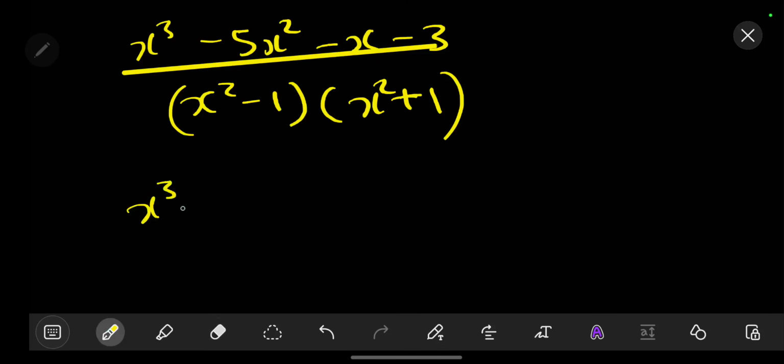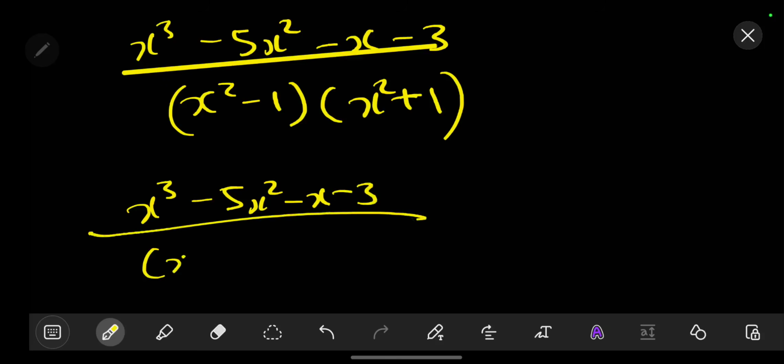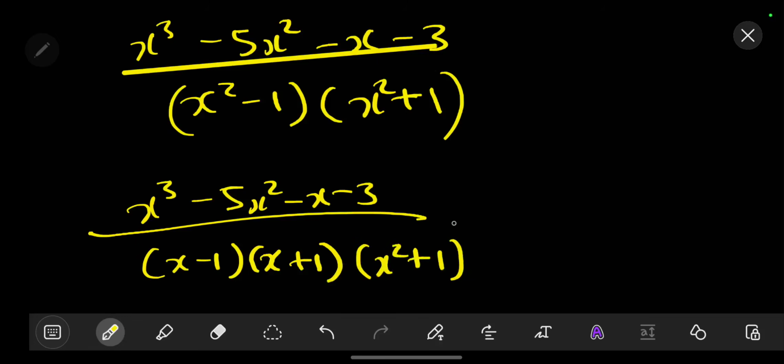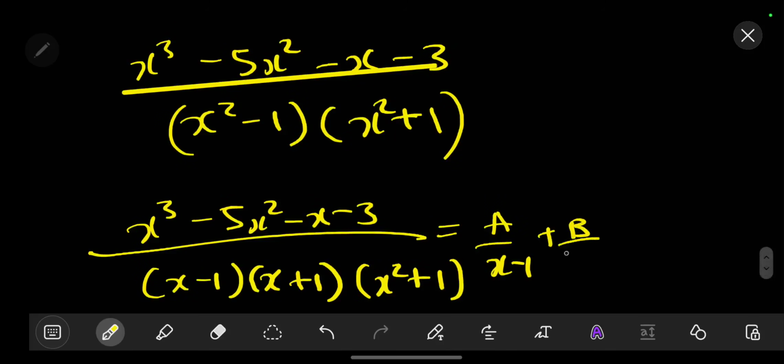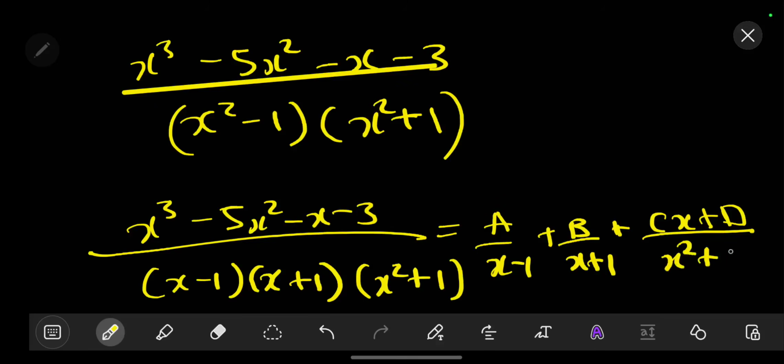So we have our x cubed minus 5x squared minus x minus 3 over x minus 1, x plus 1, like that. Then we have x squared plus 1. This is irreducible. So this is equal to a over the first denominator, which is x minus 1, plus b over the second denominator, which is x plus 1. Then we have plus, since this is irreducible, cx plus d over our irreducible, which is x squared plus 1.